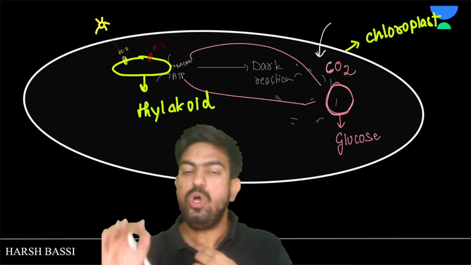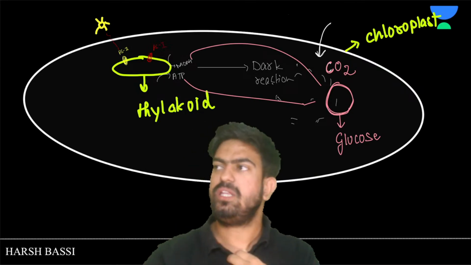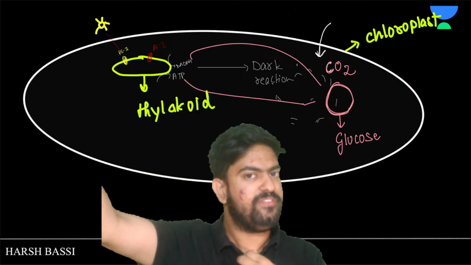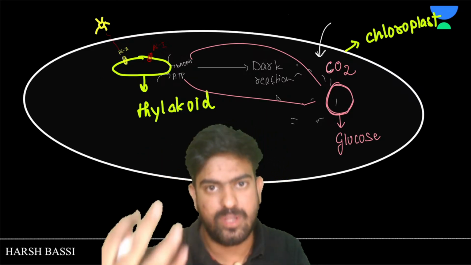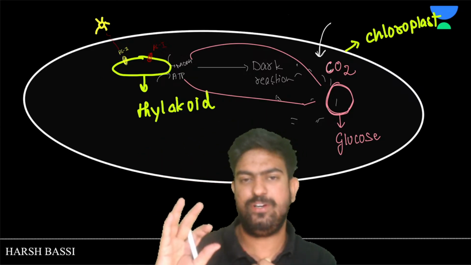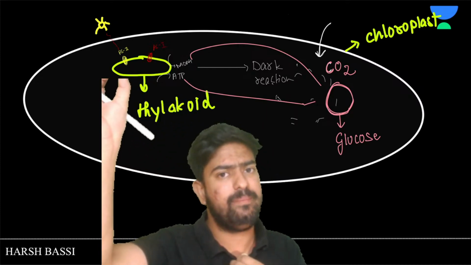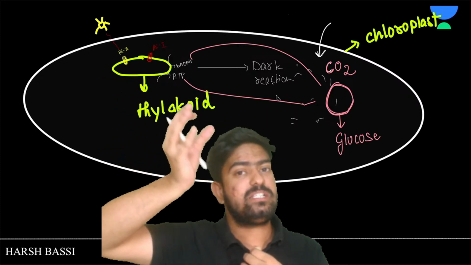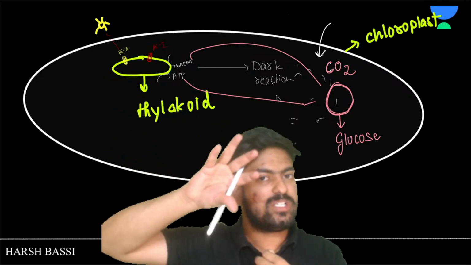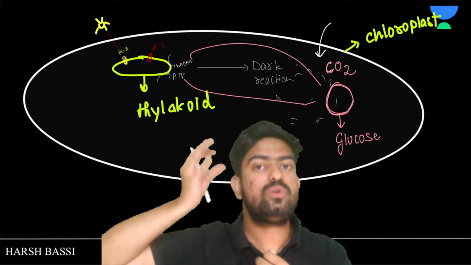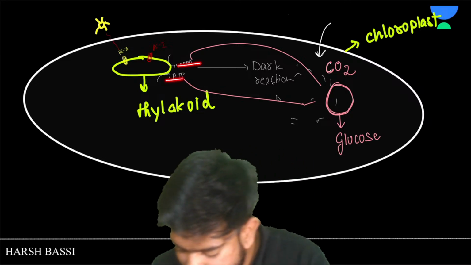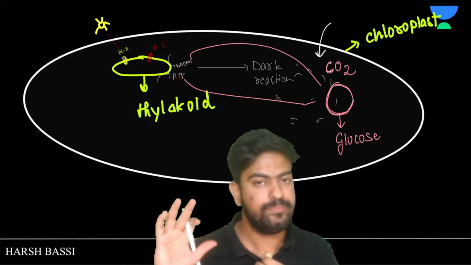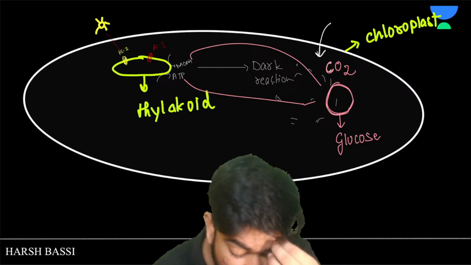So in the dark reaction, the basic thing is that CO2 is coming from somewhere. I'll tell you from where CO2 is coming and what is happening, everything, but let's have an overview right now. That CO2 is undergoing some cyclic process, and after that glucose is formed by using the products of the light reaction, NADPH and ATP. Good. Clear? Okay, sir.